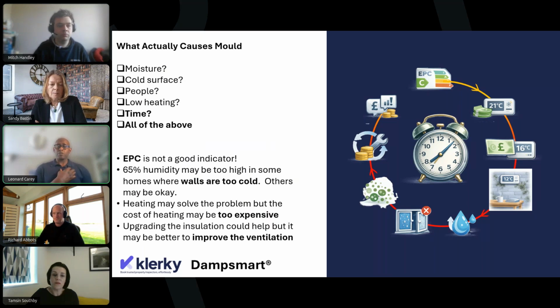Often, because we're working with social housing, it is about the cost of heating. People just can't afford it. And then in those cases, it's how do you reduce that risk by either saying, actually, here's some funds to keep the heating on, or doing something else, maybe increasing the ventilation.